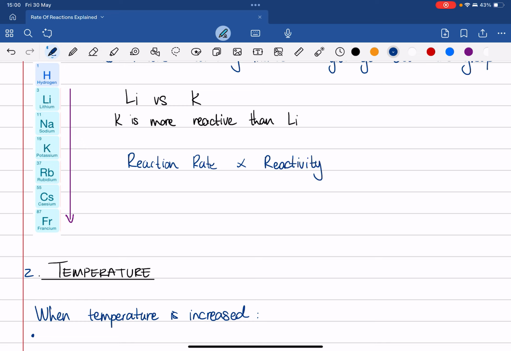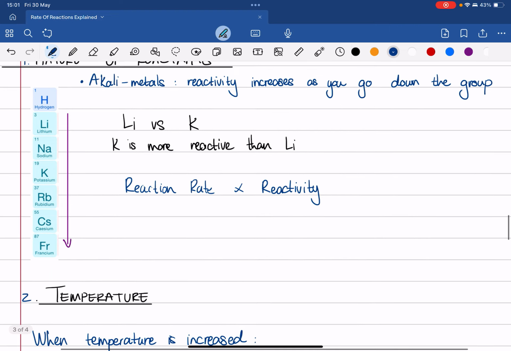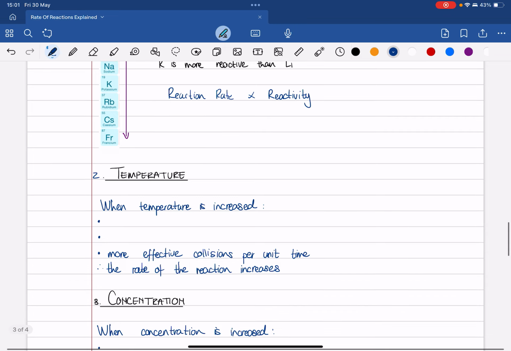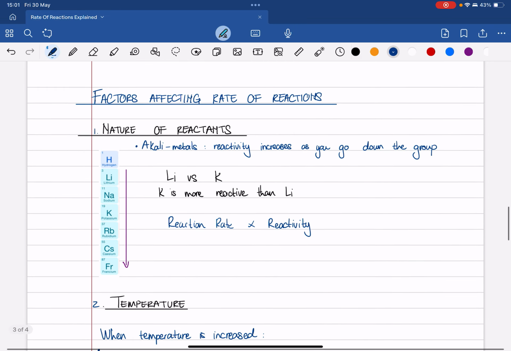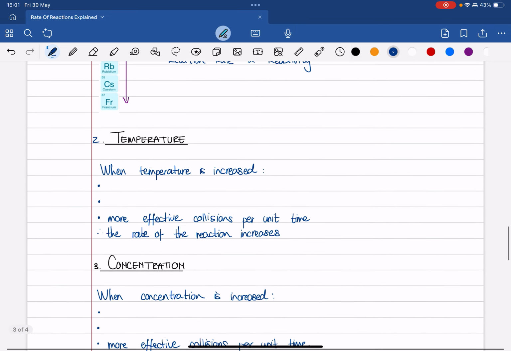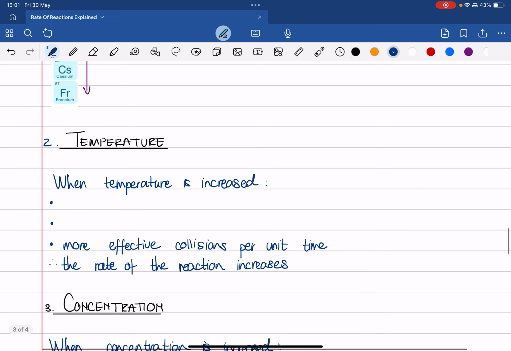So the more reactive you are, the higher the reaction rate. Beautiful. The next factor that affects the rate of reaction is temperature. So I'm going to start off straight off the bat and just say to you that the reaction rate is actually directly proportional to temperature.